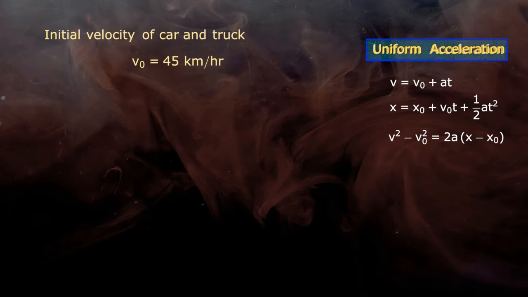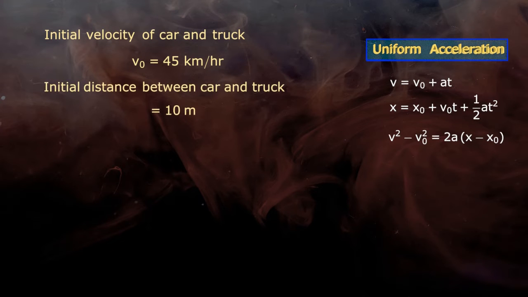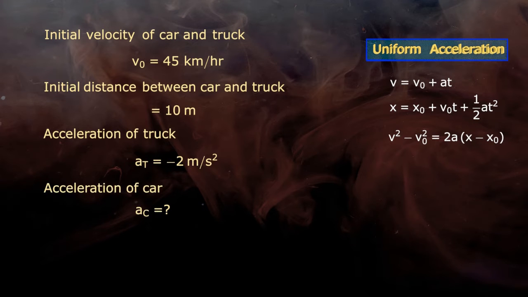Now let's see what is the given data and what is to be found out. The initial velocity of car and truck is given, that is 45 km per hour. The initial distance between car and truck is 10 meter. The truck is decelerating at a rate of 2 meter per second square. So acceleration of truck, at, is minus 2 meter per second square. And acceleration of car, ac, is to be determined.